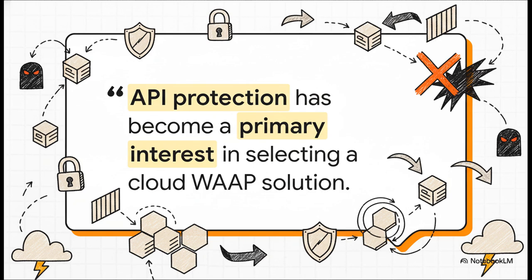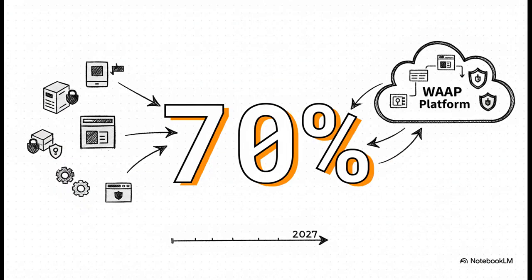The biggest driver, by far, is the explosion of APIs. I mean, this quote from the report really says it all. Securing APIs is now the main reason companies are even looking for a WAAP. As our apps get more and more connected, those little API connections have become the new favorite doorway for attackers.